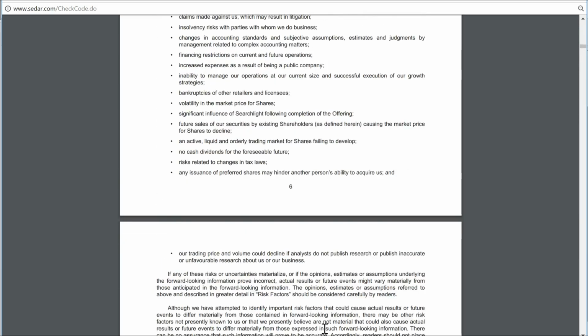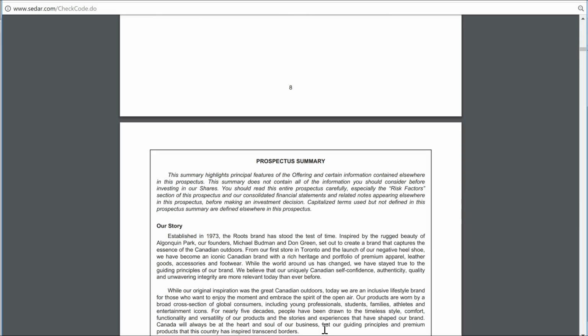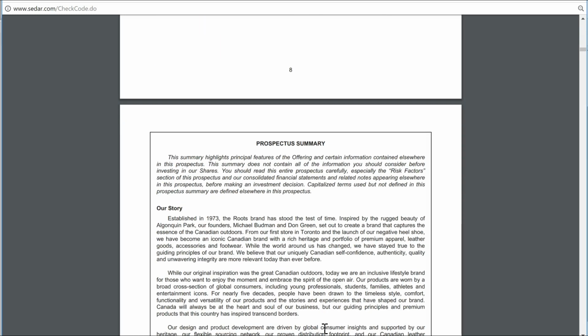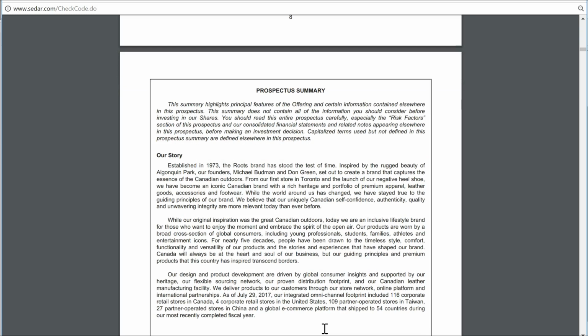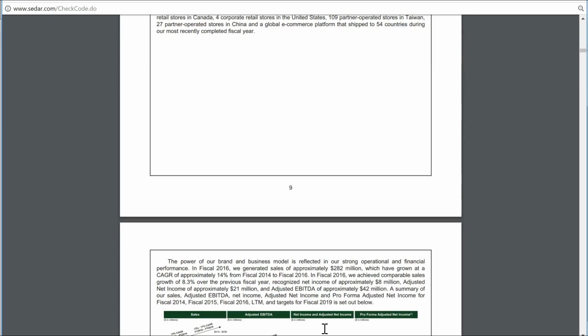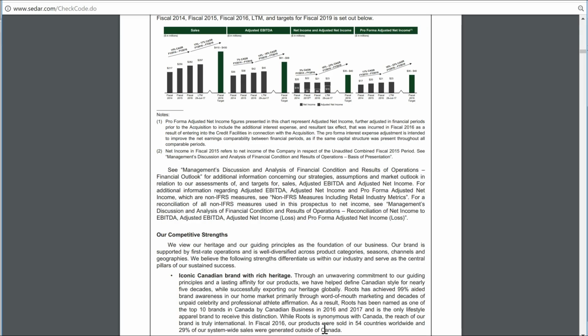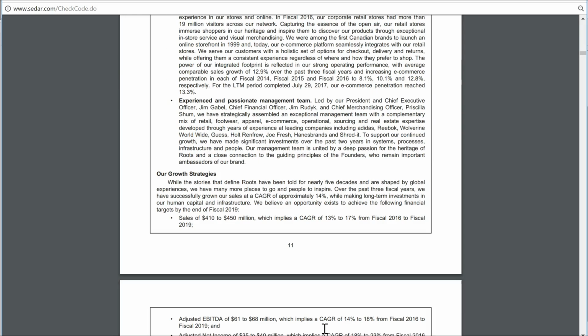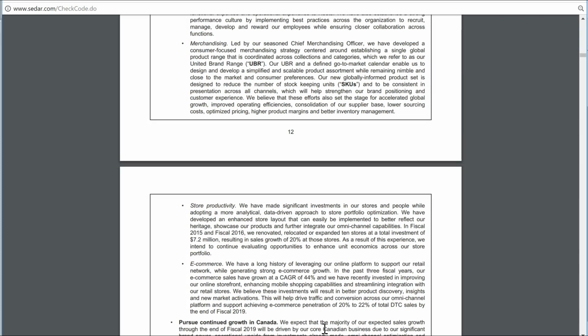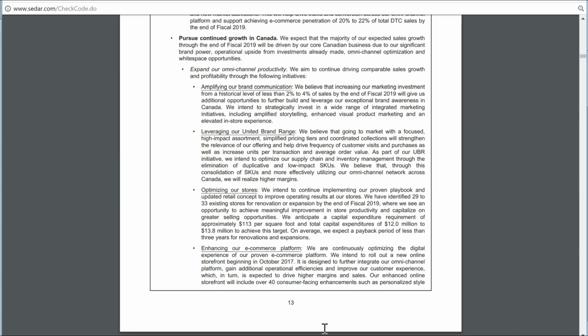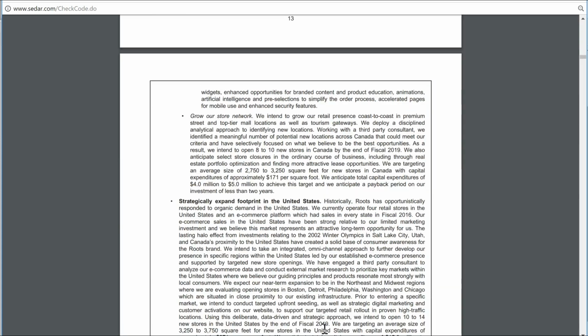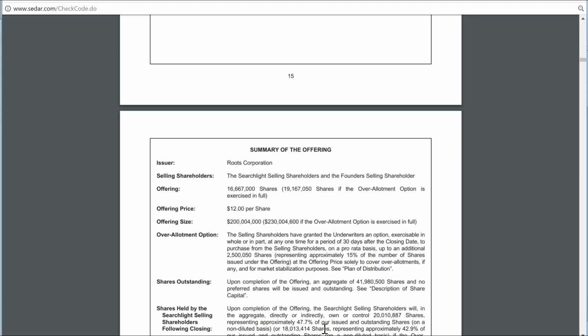Now, a good way to start, if this is the first prospectus you're looking at, if you scroll down, there's usually a summary page of the terms of the prospectus. So here's a prospectus summary, which tells you what their story is, the history of Roots, and talks about some of their main financials, their competitive strengths, their growth strategy, their capital structure, and their outlook in terms of Roots in general.